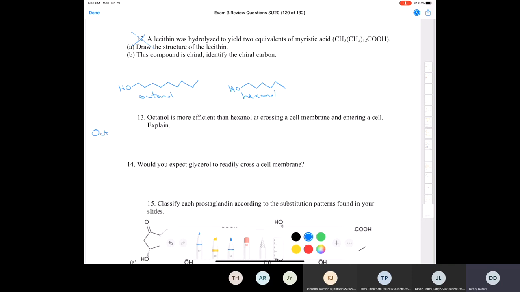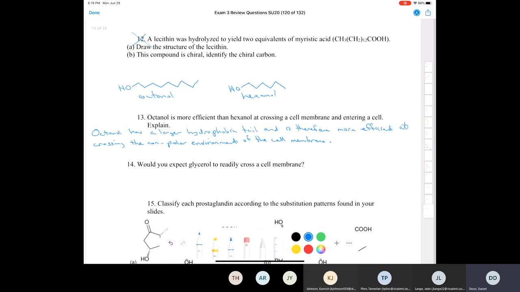So we could write that down. Octanol has a larger hydrophobic tail, and is therefore more efficient at crossing the nonpolar environment of the cell membrane, right? Which, there we go.